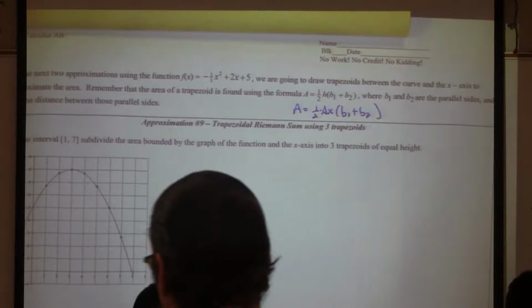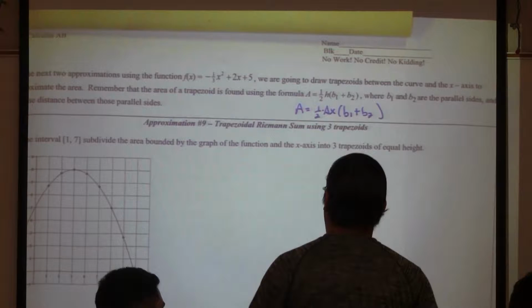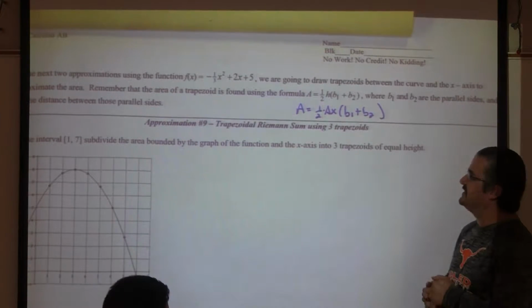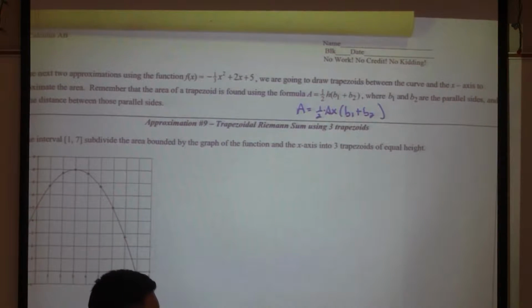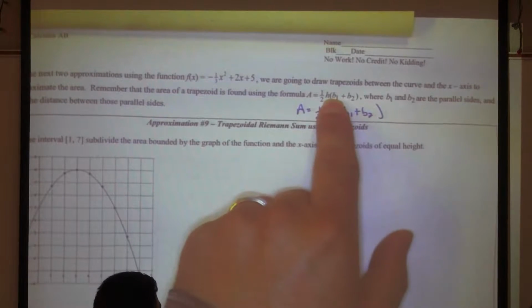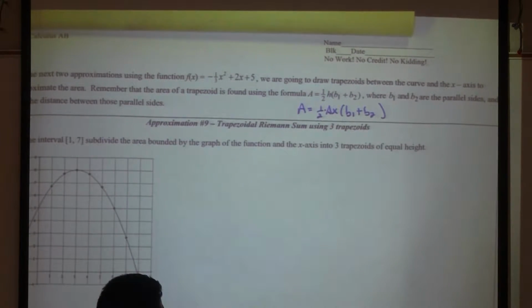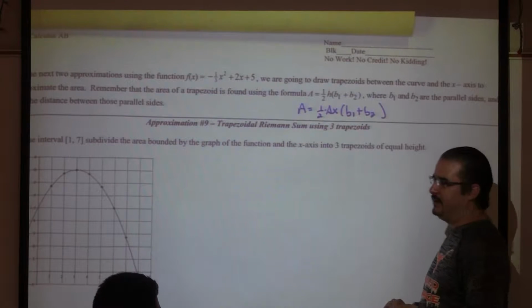Alright, so here we go. Again, we're working on the trapezoidal Riemann sum. And again, like I said, the height that we'll be referencing will be the same as the delta x that we've been working on for the previous left and right and midpoint Riemann sums.